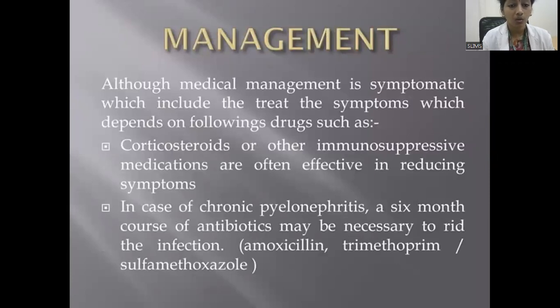So coming to the management, the medical management is symptomatic, which includes treating the symptoms depending upon the following things. We can administer either corticosteroids or alternatively immunosuppressive medication, which are often effective in reducing these symptoms. In case of pyelonephritis, a 6-month course of antibiotics may be necessary to clear the infection. Here we can use antibiotics such as amoxicillin, trimethoprim, as well as sulfamethoxazole. These are some of the antibiotics we can use in case of chronic pyelonephritis.